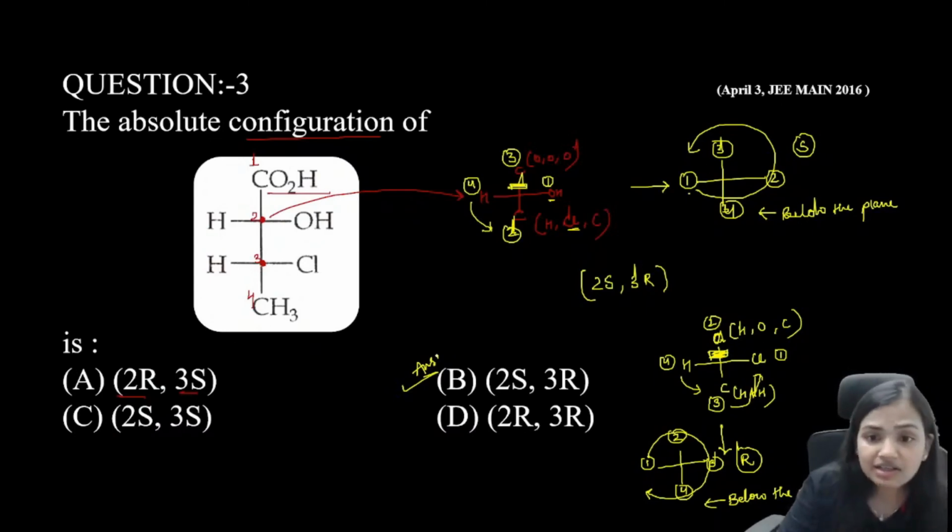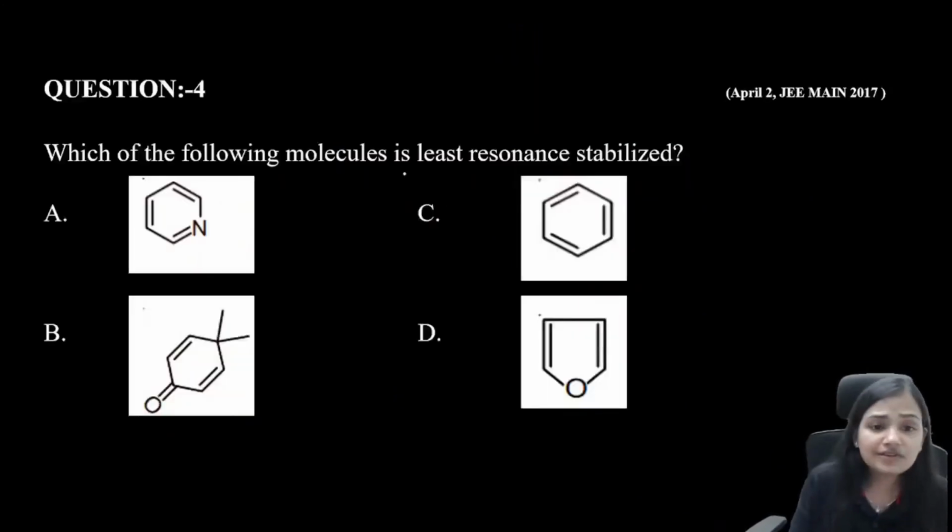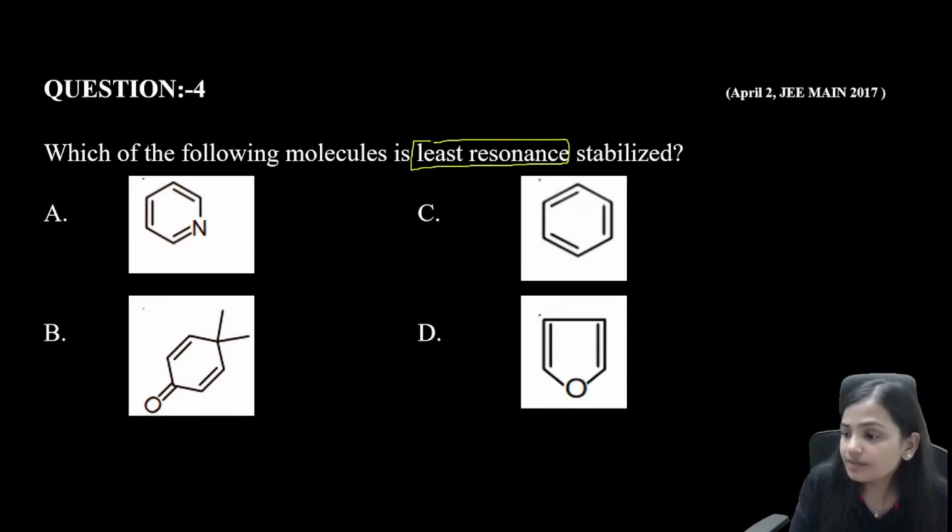You got it now? Why will the chlorine get more priority irrespective of the oxygen? Because here we have to look for the atomic number, not the atomic weight. We have to look for the atomic number. Okay, that's the reason. Which of the following molecules is least resonance stabilized? Least resonance stabilized. What is the answer? Which will be least resonance stabilized?